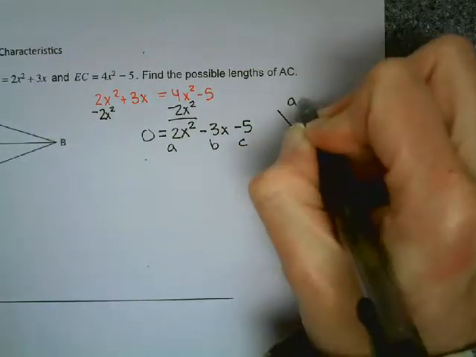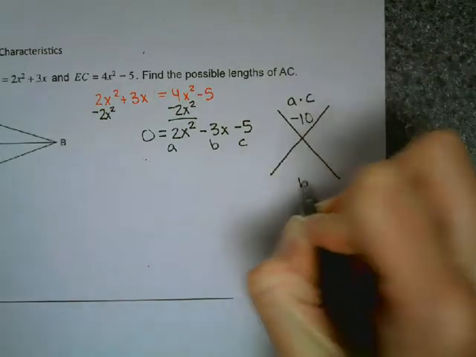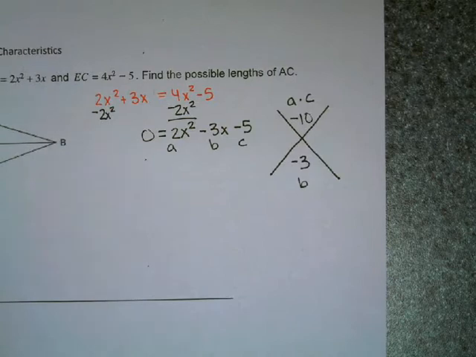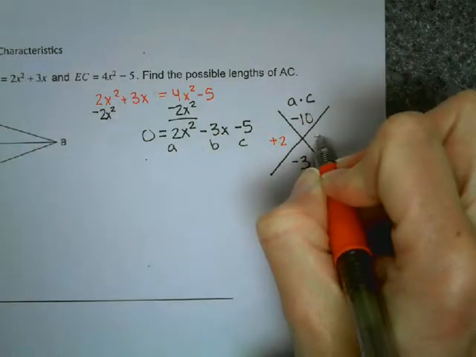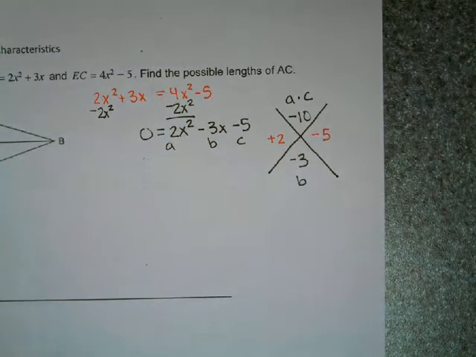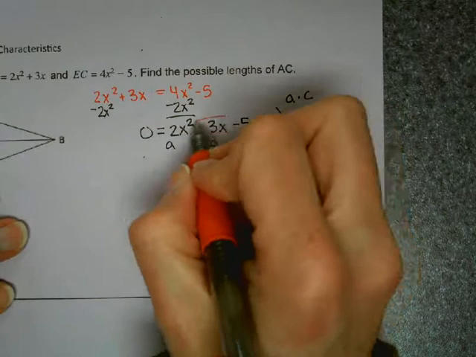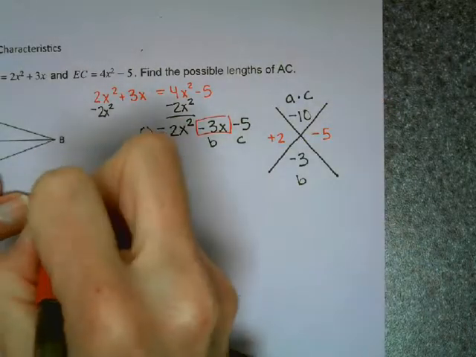When you put it in the x method, the top number is your A times your C. That gives me negative 10, and B is your bottom number of negative 3. So you want factors of negative 10 that add up to negative 3. So let's say 2 and 5. To make a negative 3, I'm going to have a positive 2 and a negative 5. That makes negative 3. That multiplies to negative 10. So you replace the middle numbers with the 2 and the 5.